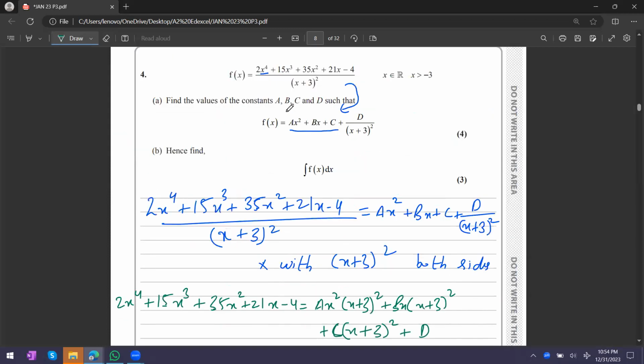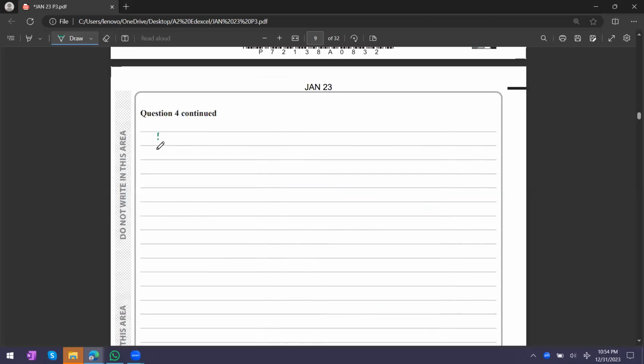Now we need to integrate this whole function. All right, for the b part. That's the use of partial fraction. It makes it easier to integrate or differentiate. Okay. After using all the values of a, b, c, d, we need to integrate this function.